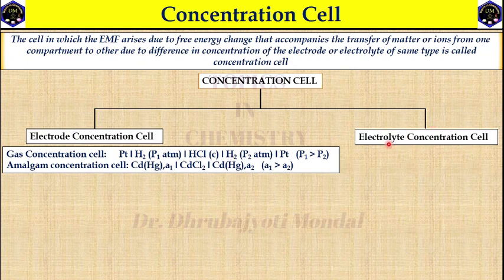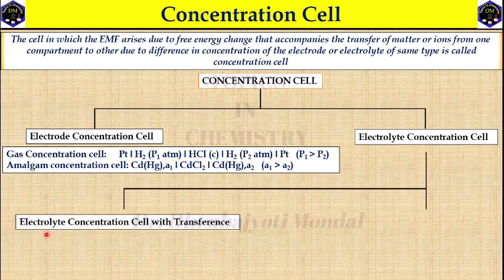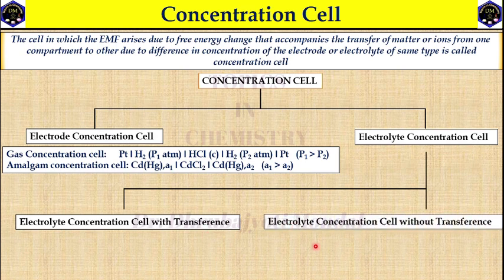Now come to the electrolyte concentration cell. Electrolyte concentration cells are of two types. What are those types? First, electrolyte concentration cell with transference, and second, electrolyte concentration cell without transference. Here you are not using any salt bridge, but here you have to use the salt bridge. That's why it is with transference, that is with transport, and here it is without transport.